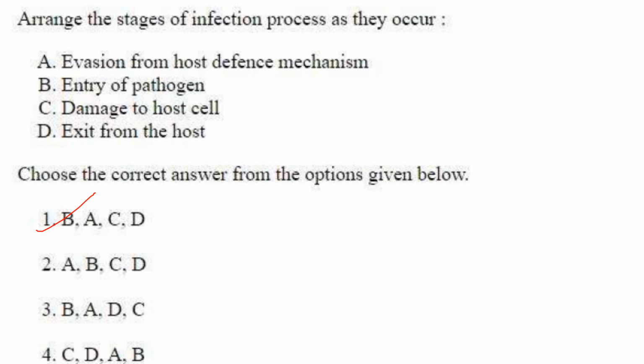Then next one. Arrange the stages of infection process as they occur. Evasion from the host defense mechanism, entry of the pathogen. First the pathogen has to enter. So first will be entry of pathogen, B. So 2 and 4 can be omitted. Then comes evasion from host defense mechanism. Once the pathogen has entered, it has to evade the host defense mechanism. So A. Then damage to the host cell. Then it has to do its work of damaging. So C. So answer will be option 1. D, exit from the host. So B, A, C, D is the answer.